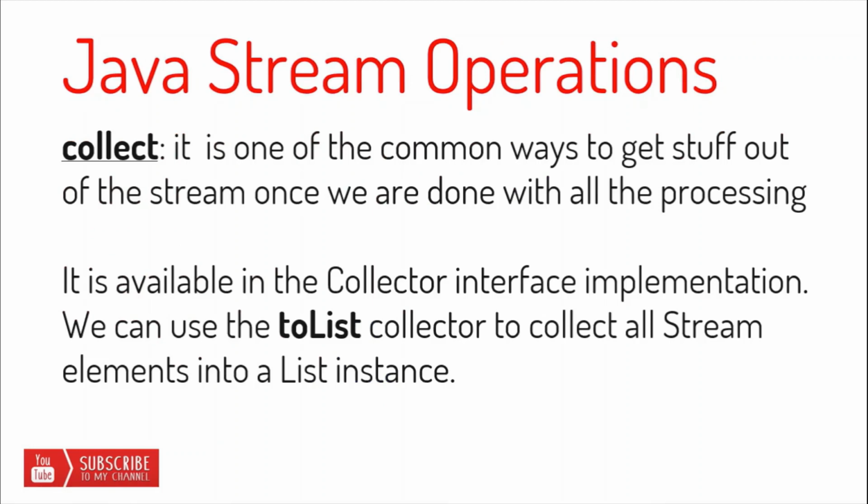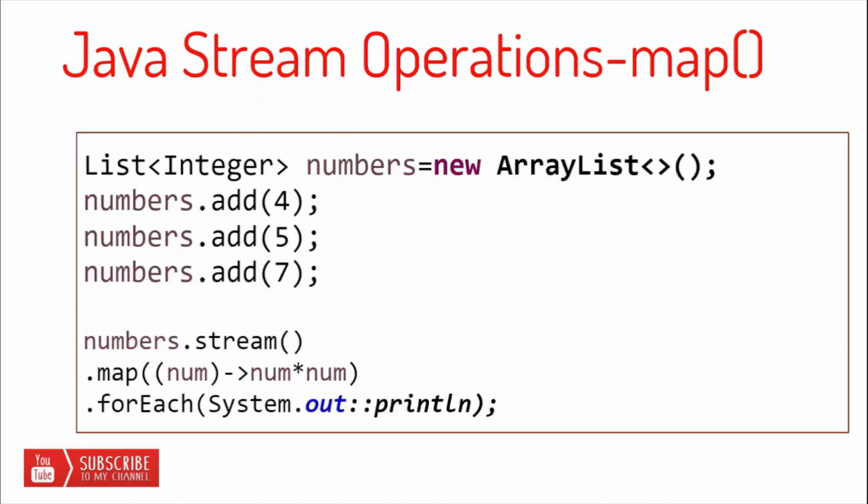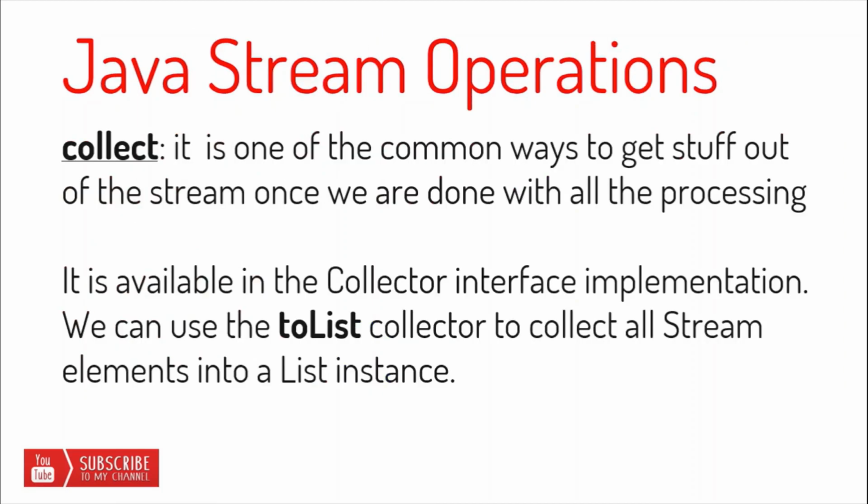The next operation that we are going to discuss is collect. Collect is one of the common ways to get stuff out of the stream once we are done with all the processing. So let me just go back to our previous example. Here, suppose instead of printing it, I want to store that newly created stream to a list, a new list itself. So using the collect function, we will be able to do that.